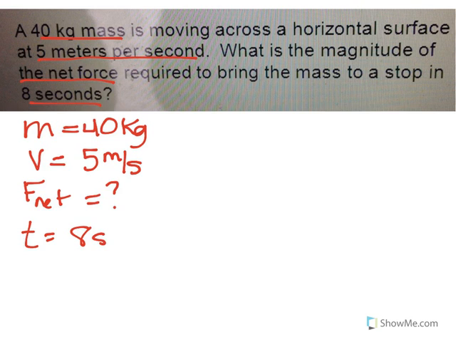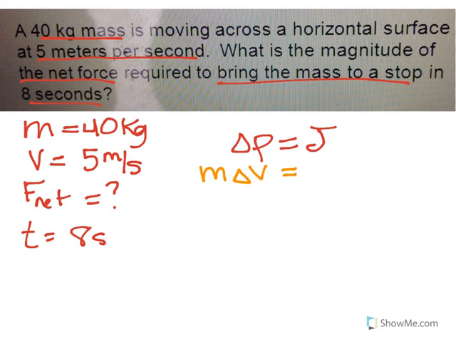So from that, we can go back and write down what we know. We know that we need to use an impulse equation because it says that we are bringing a mass to a stop. So knowing that, we know that the mass initially had momentum, and now that it's stopping, it is a change in momentum, which is an impulse. From that, we can write down our equation. We know that the change in momentum, like Mr. Jones said, is m times change in v, and impulse is F net times time.